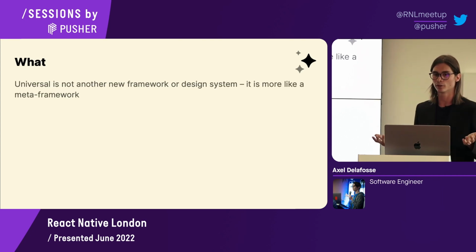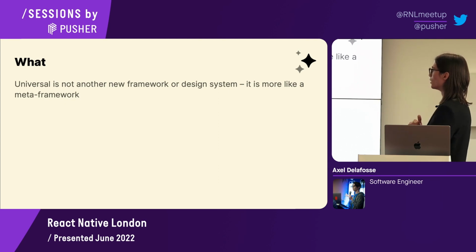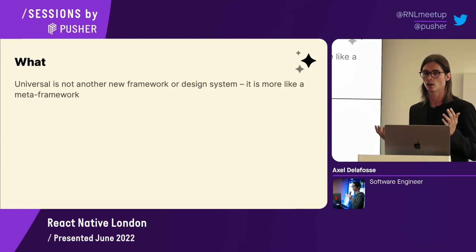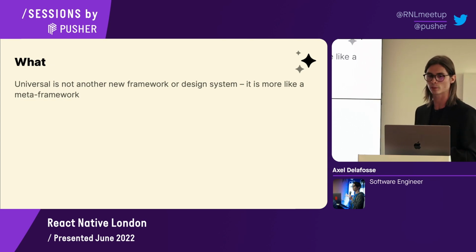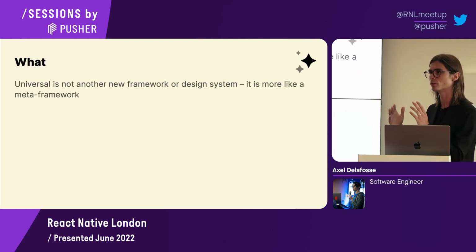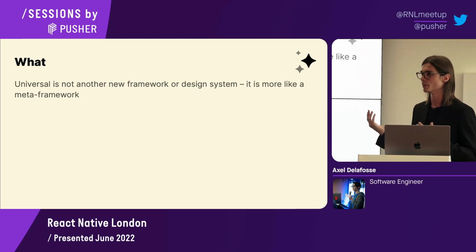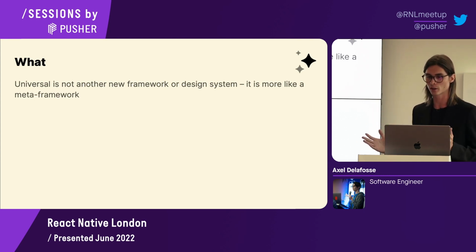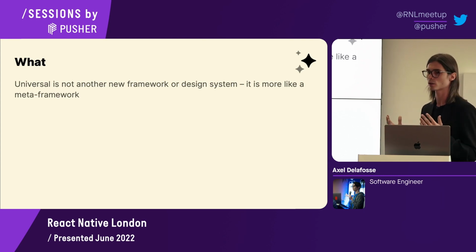And so what is Universal? To me, it's not another new framework or even a new design system. Honestly, I don't really care about the visual design of the design system. That's not really what matters to me. You can think of Universal as a meta framework. We don't reinvent the wheel, we just use what is best. So on web, we use Next.js. On React Native, we use Expo. We use Reanimated and Moti for animations. We don't want to reinvent the wheel. We just use what's best, and we make it work together as a nice UI and UX experience.